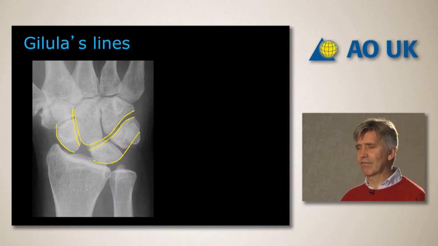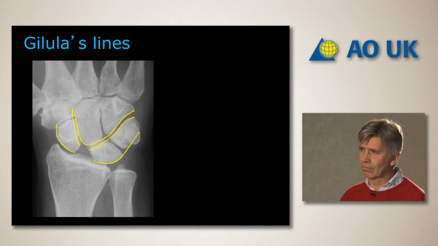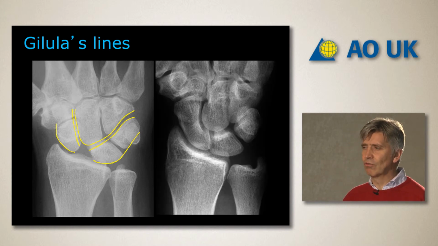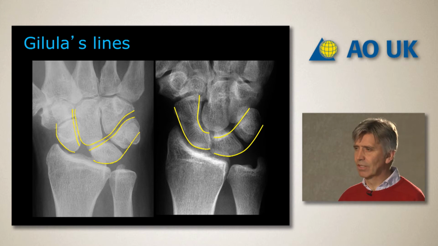And you can see on the left here, where there's a scapholunate disruption, Gilula's lines are broken. You see on the slide on the right, you'd think, well, it doesn't look too bad, but if you actually draw the lines in, the Gilula's lines are broken again, and there's scapholunate pathology here.